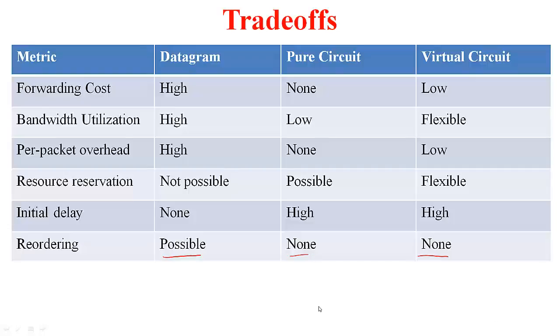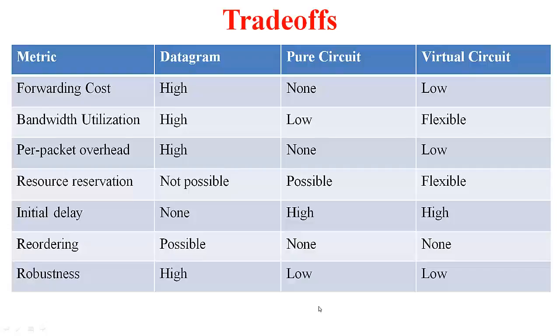In light of the above, which provides the highest fault tolerance? That's right, datagram, because you can always find an alternate path, whereas here, if something failed, you have to establish a new connection. So that's with respect to trade-offs.